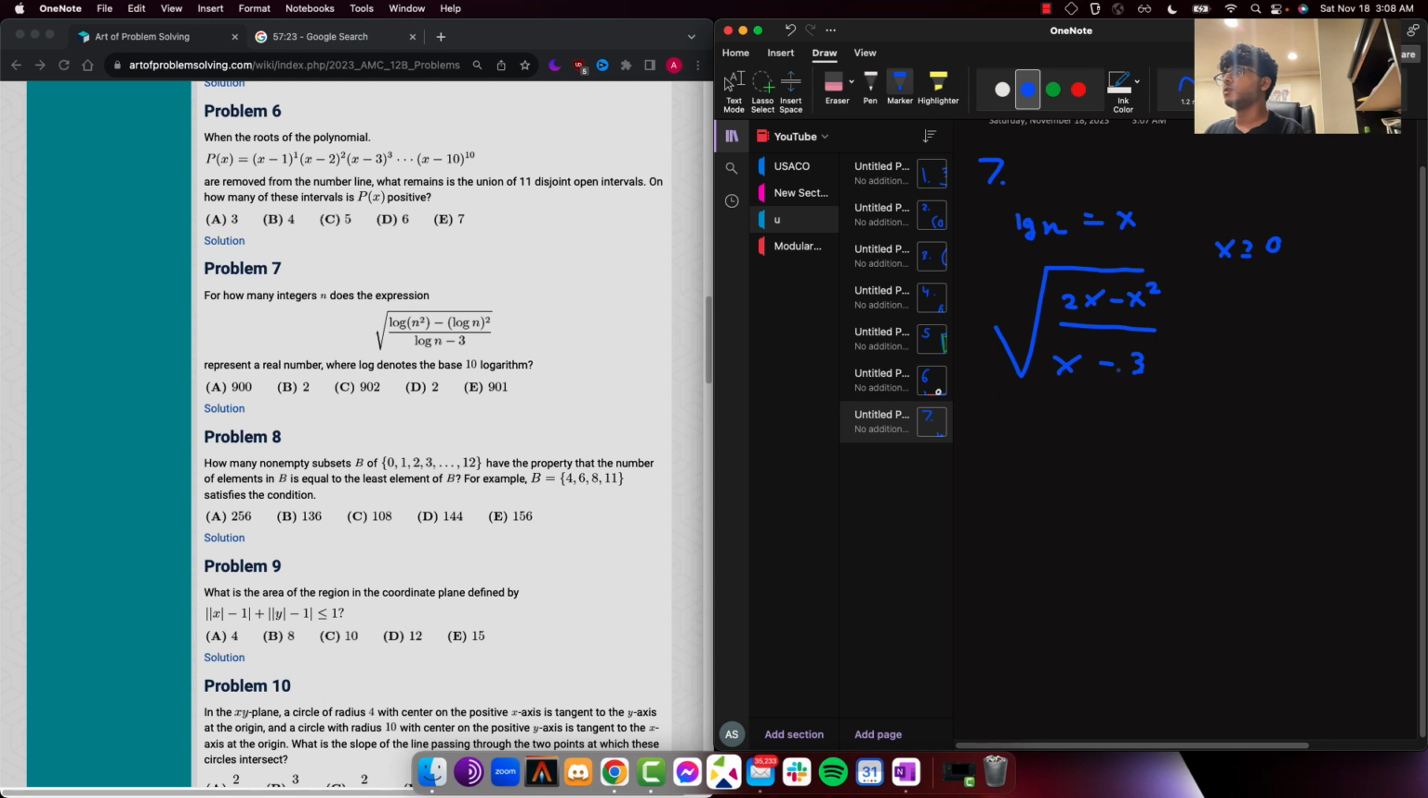And I guess we have 3 cases. So in one case, the entire thing is just 0, right? So we have 2x minus x squared is 0.